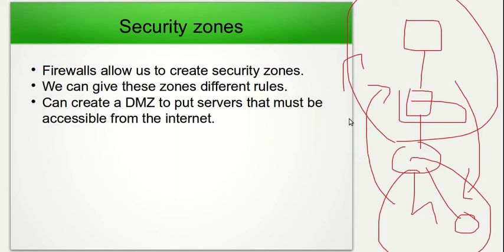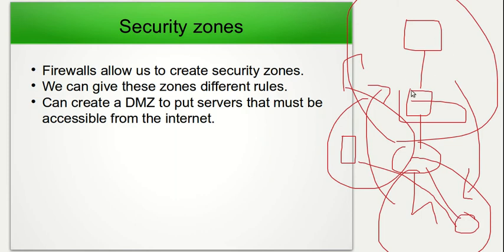Now, for devices that have to be internet accessible, we can create a third zone called a DMZ, a demilitarized zone. A DMZ exists outside of our internal network, outside of our high security zone, which allows devices from the internet to access our internet accessible servers, but without having to go through our internal network, keeping our internal network safe.